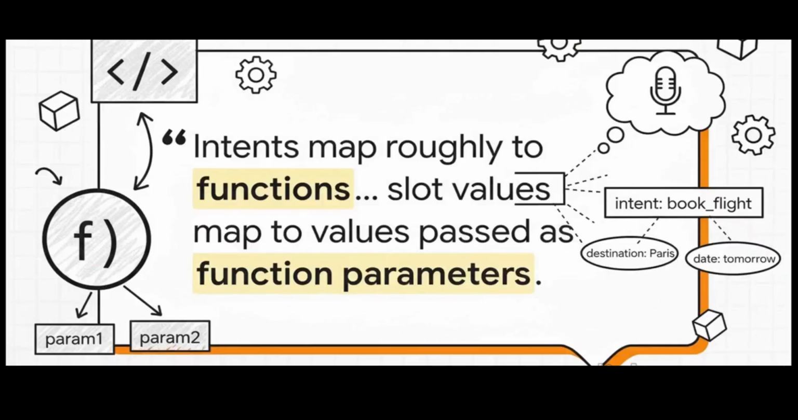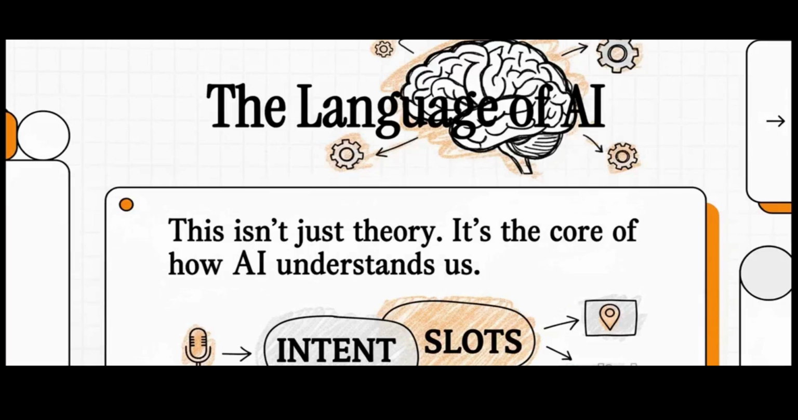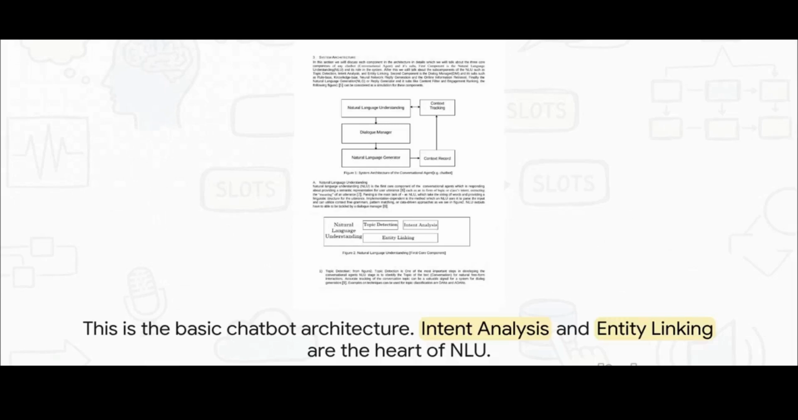Researchers actually put it really well. Think of it just like a function in software development. And this makes it super clear. The intent is the function, and the slots are its parameters. Simple. So you see, this isn't just theory. It's the core of how AI actually understands us. This whole thing happens inside what's called natural language understanding, or NLU for short.